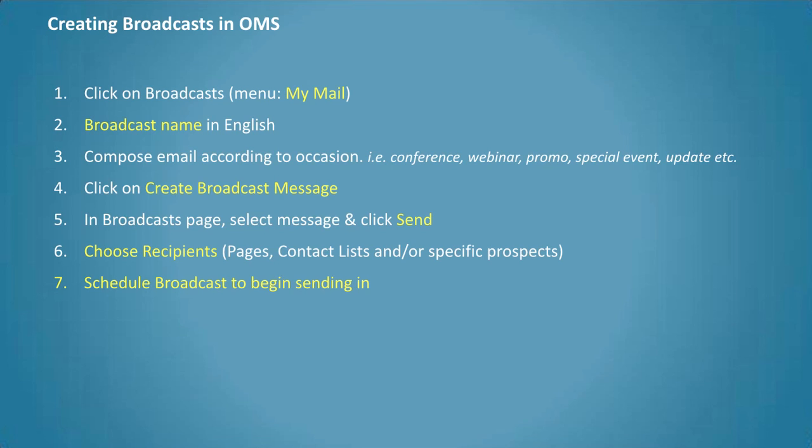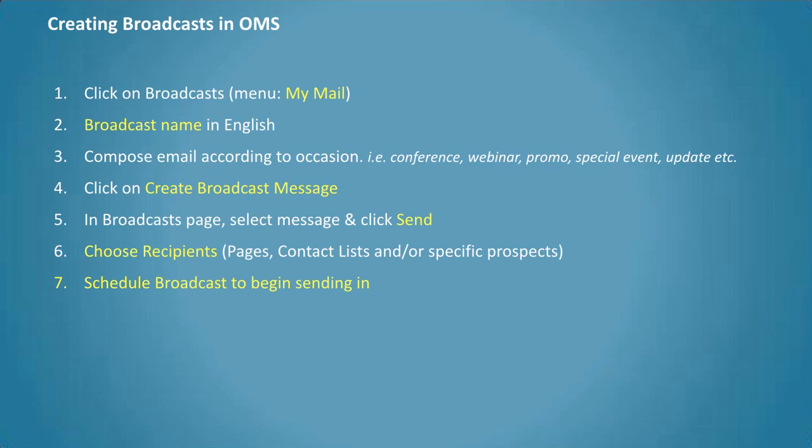To create a broadcast, we go again to the My Mail menu. We select broadcast, and we choose a name in English, otherwise it won't work. We compose the email according to the specific occasion. It could be a conference, a promotion, a special event, a program update or something. We click on Create Broadcast Message, and then in the broadcast page we select the message and we click Send.